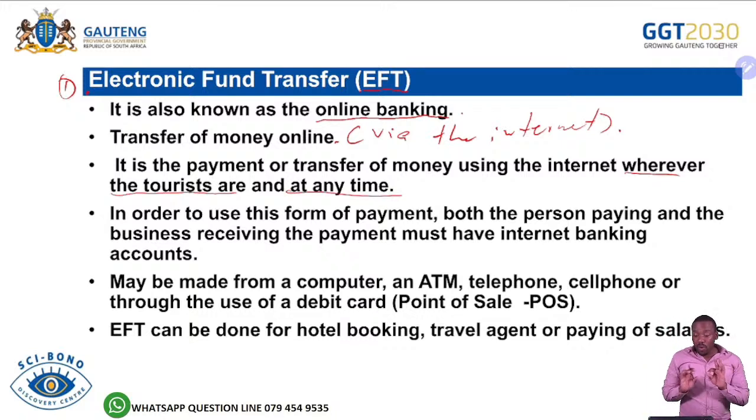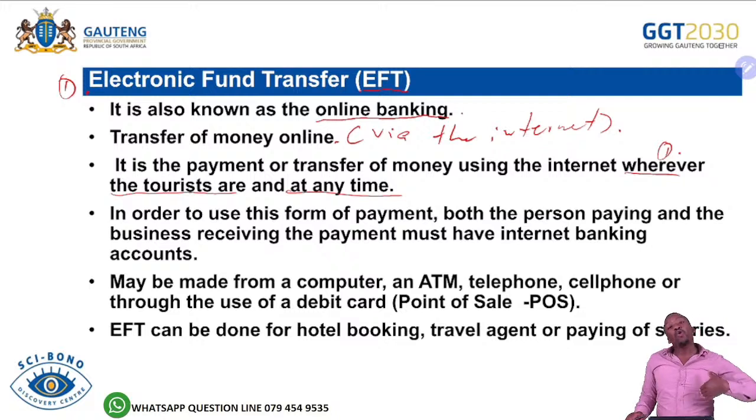So here, when you look at that statement, it also has two advantages. The first one, it is the payment or transfer of money using what? The internet. Then you are saying wherever the tourist is, meaning you are not limited in terms of distance. And again, at any time. In terms of convenience, remember, that's what I said. So that's what we're talking about when you talk about online payment.